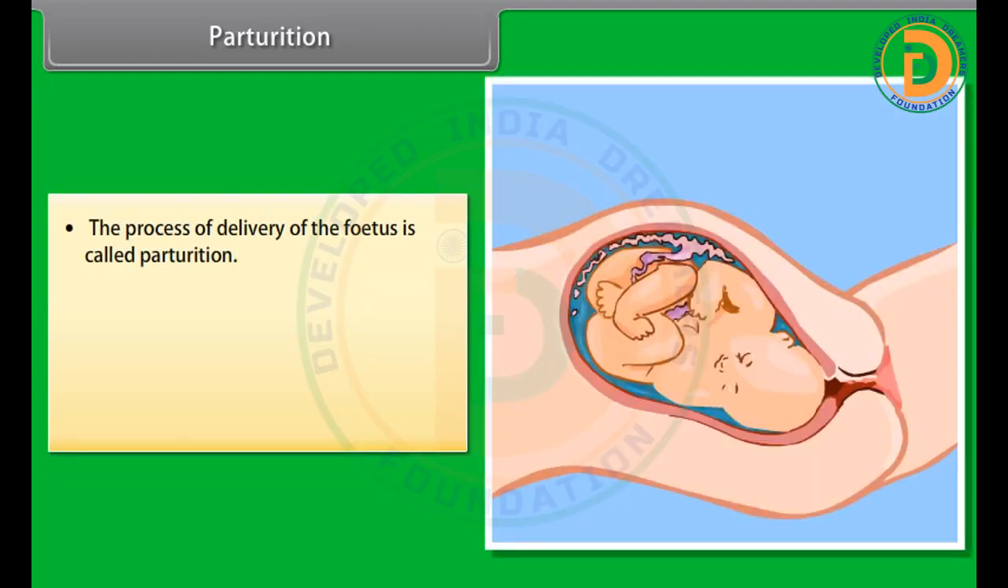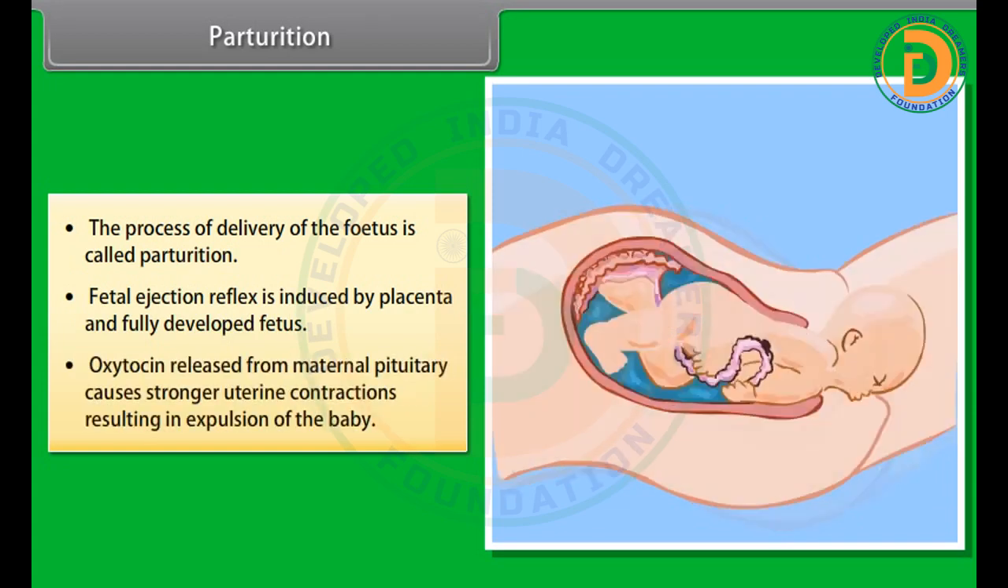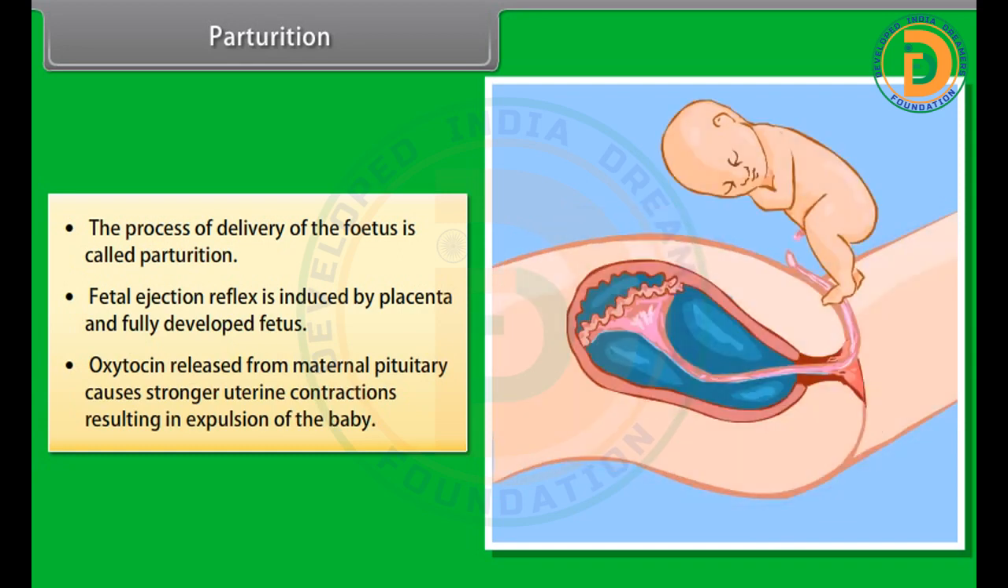Parturition. The process of delivery of the fetus is called parturition. The fetal ejection reflex is induced by the placenta and the fully developed fetus. Oxytocin released from the maternal pituitary causes stronger uterine contractions, resulting in expulsion of the baby.